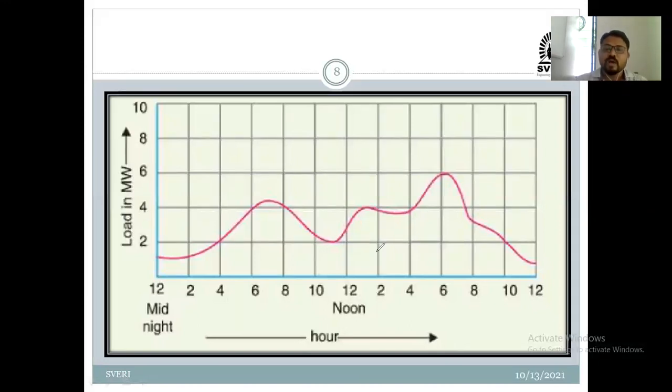Now, another point you can tell from this particular load curve. Here this is the peak point of the load curve. Can anybody tell what this peak point indicates? Maximum load demand. Maximum load. Correct. This peak point indicates the maximum load connected to the system.